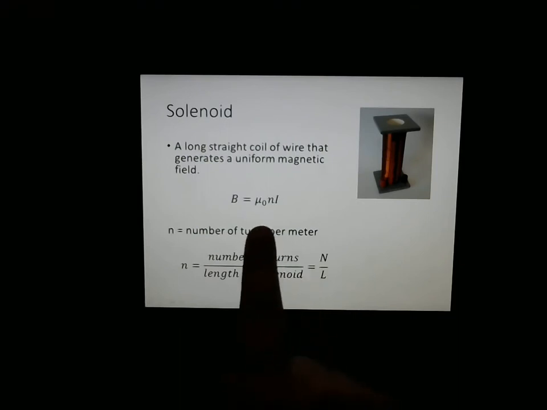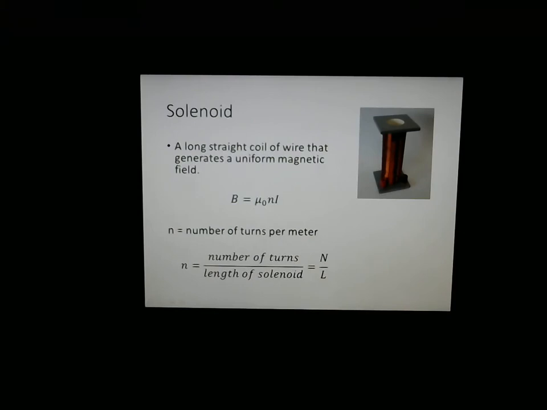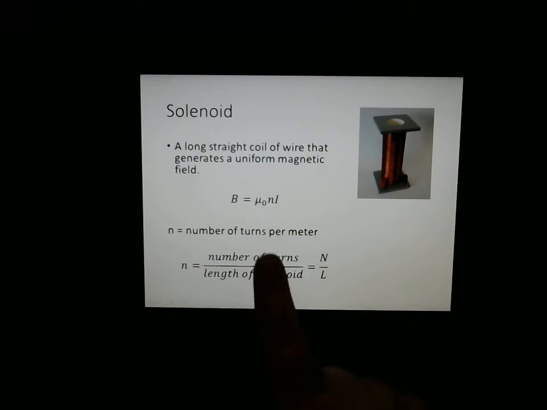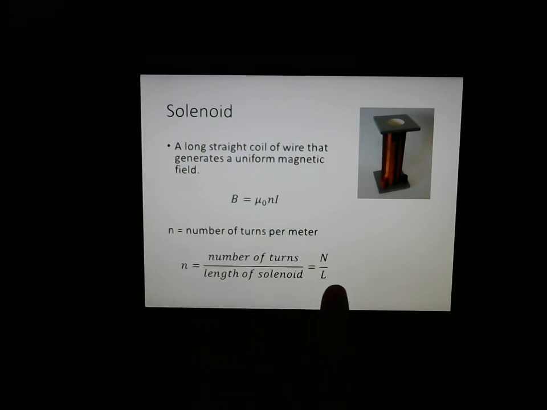It's this equation here: B, the magnetic field, equals mu naught times n times I. But this n is a little bit annoying. n stands for the number of turns per meter. To work out the number of turns per meter, you work out the number of turns and divide it by how long the solenoid is. This first equation is given to you in your formula booklet, but this concept of what the n represents is not. So that is something you'll need to remember.